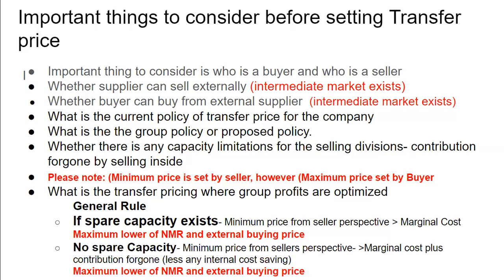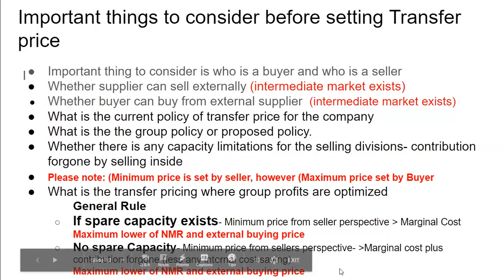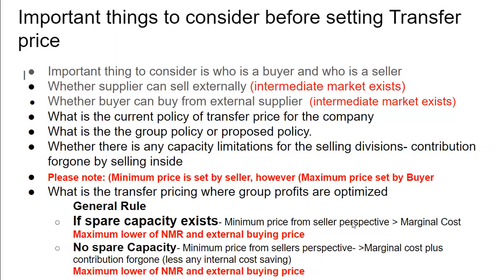But when there's no spare capacity and the company is already working at full capacity, then in that case, the minimum the seller would be ready to accept would be covering its marginal cost as well as the lost contribution. And you can minus any of the cost saving by selling internally.